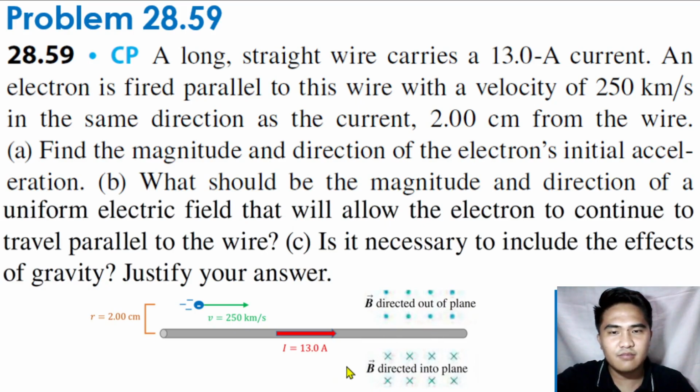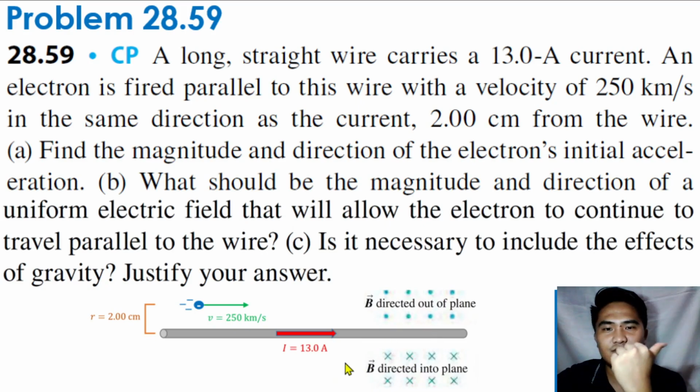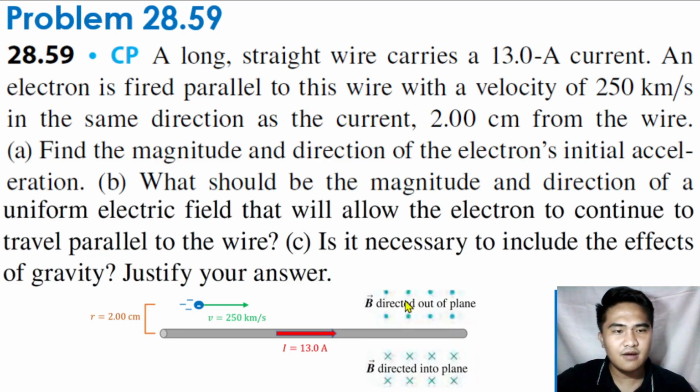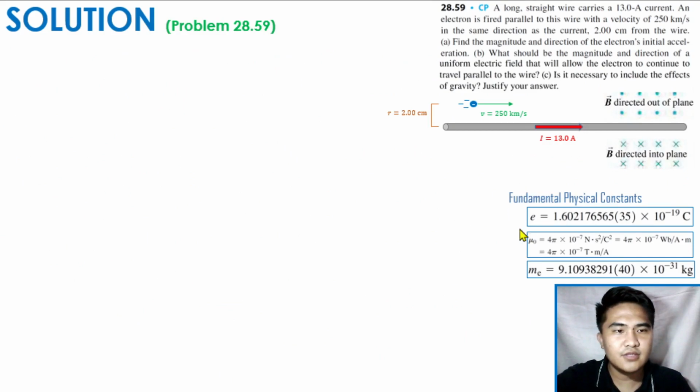So this was determined by using the right hand rule. So this is my right hand and the direction of the current is towards the right. And this is the direction of the magnetic field. So above, it is directed out of the plane, and below, it is directed into the plane. To answer this problem, we will use these constants. So this is the magnitude of the electron's charge, the magnetic constant, and the mass of the electron.